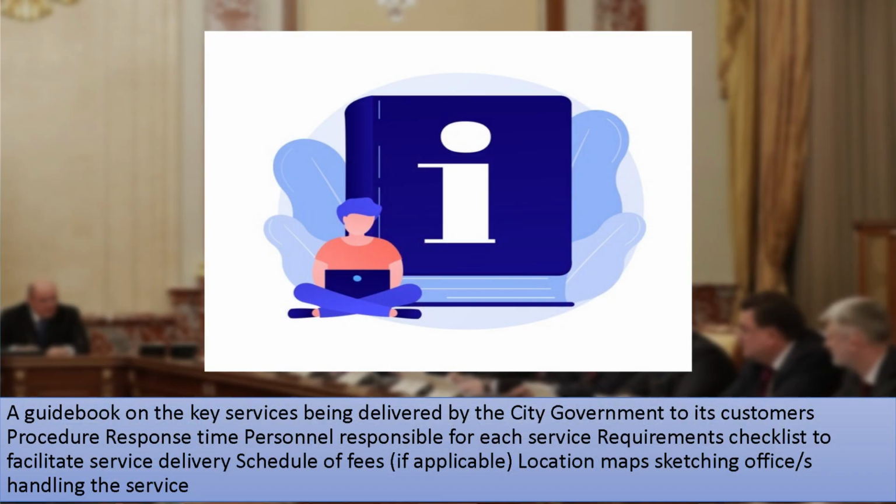So now the thing is that we have talked a lot about the various aspects. The citizen charter is also quite important, which can work as a ready reckoner or guidebook on the key services being delivered by the city government to its customers, like procedures, response time, personnel responsible for each service, requirement checklist to facilitate service delivery, schedule of fee, location maps, a contract that can be enforced through feedback, and customer feedback from a directory of city hall agencies.